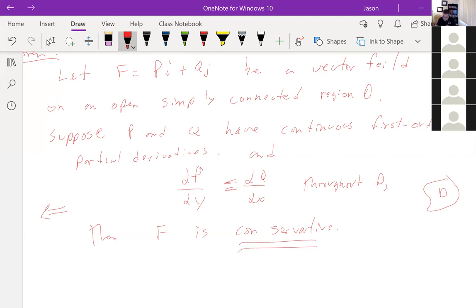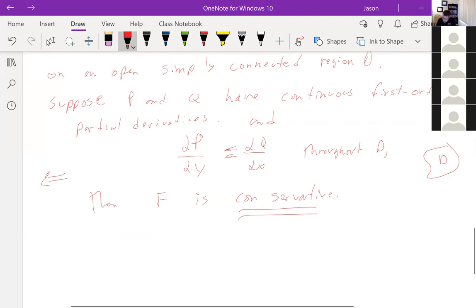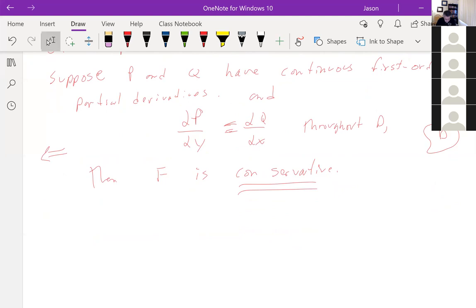Meaning, what does that mean? What does it mean to be conservative, though?